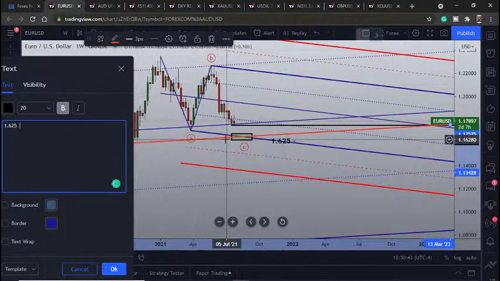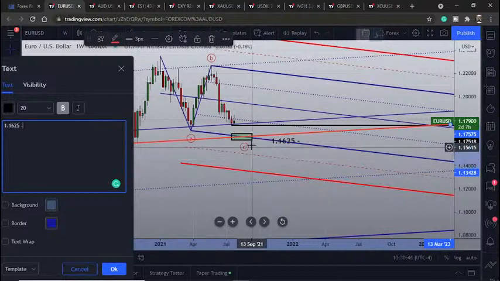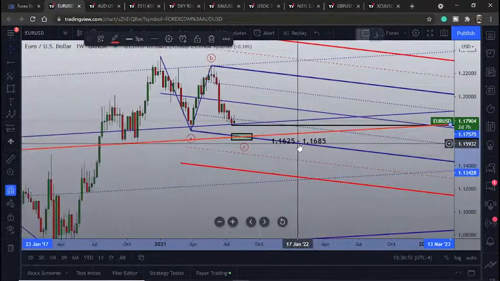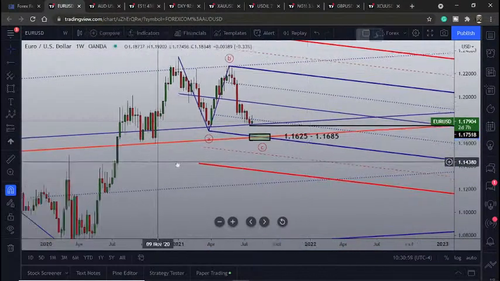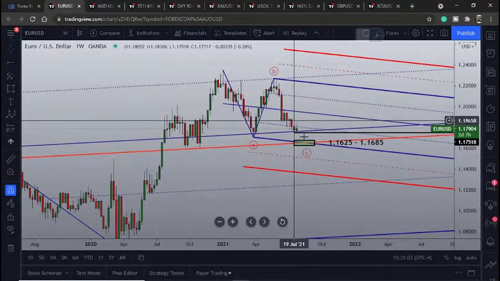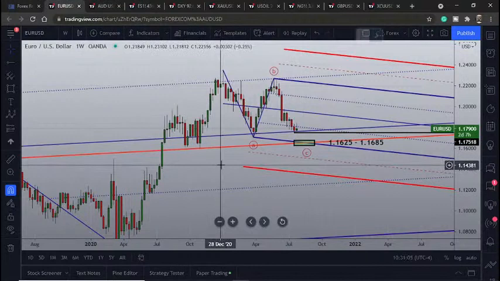Am I right? 1.625. I'm missing a 1 day. To 1.685. And obviously keeping an eye on what the dollar index is doing if price does reach this sort of area. But it could still be drawn down towards that area, definitely.